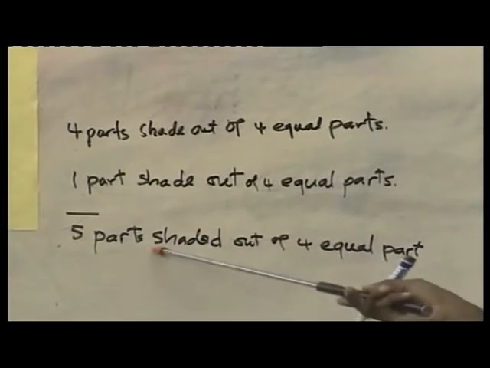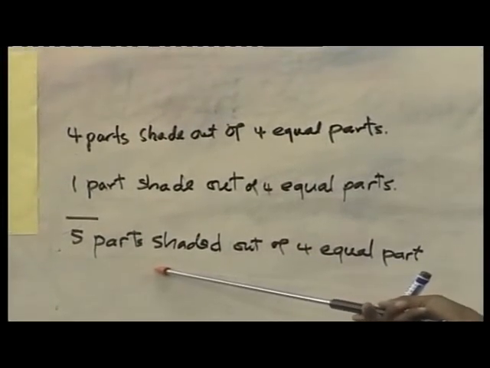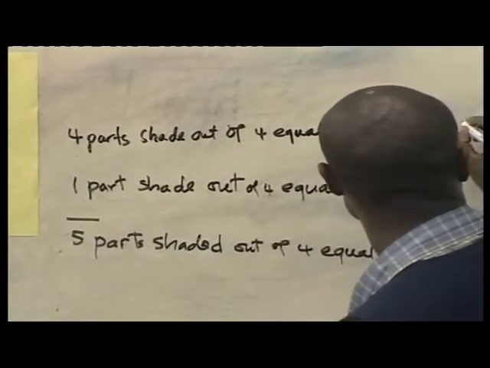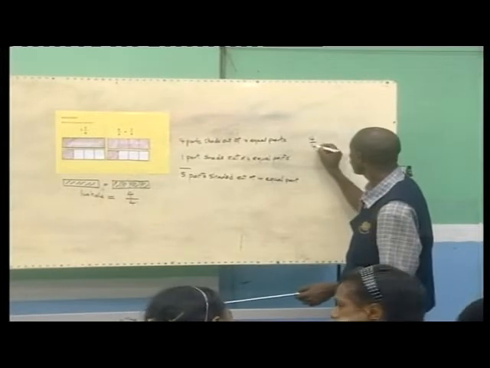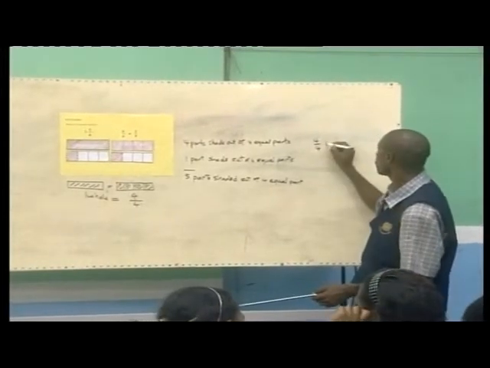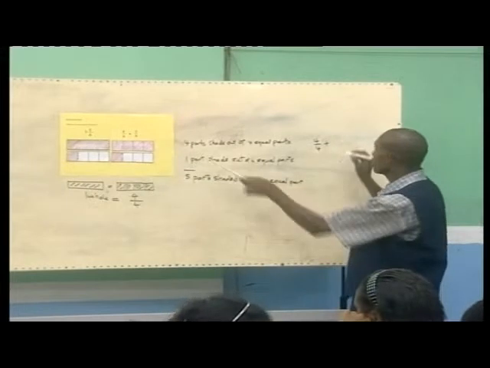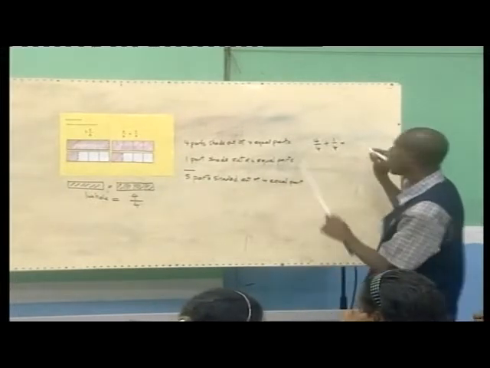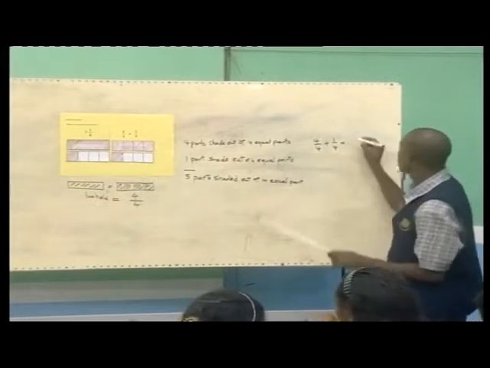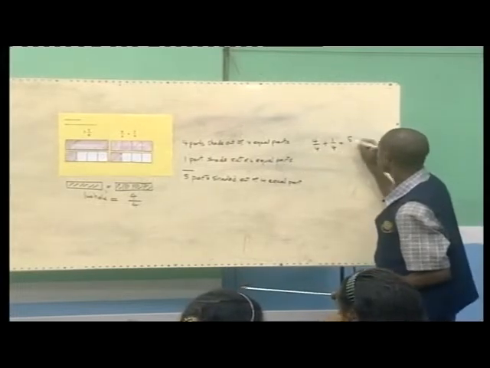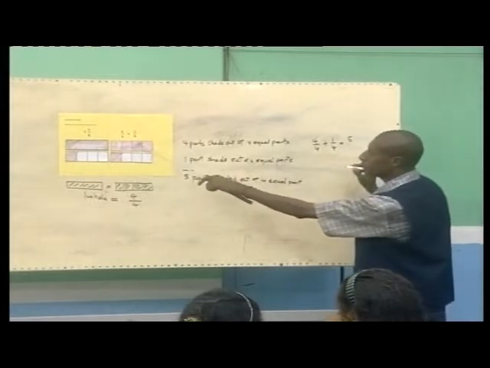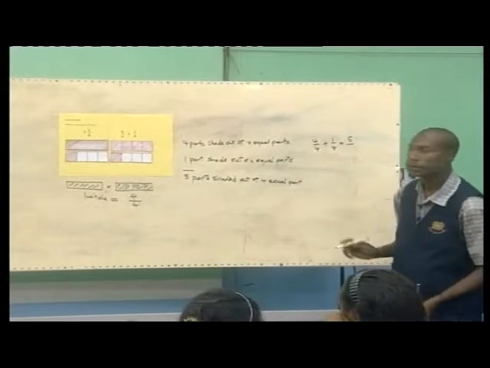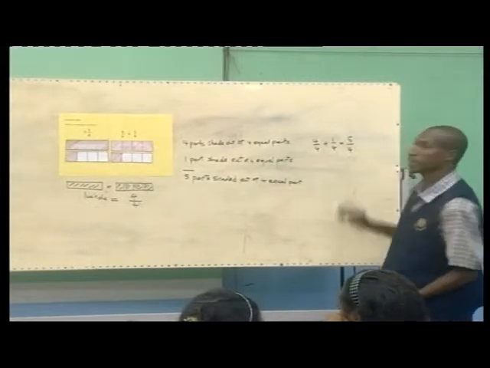Now, students, if we have this in fraction, we have 4 parts, 4 out of 4, plus 1 part of 4 parts. How many parts altogether shaded? 5 parts shaded altogether. 1, 2, 3, 4, and 5. Out of how many equal parts? 4 equal parts.